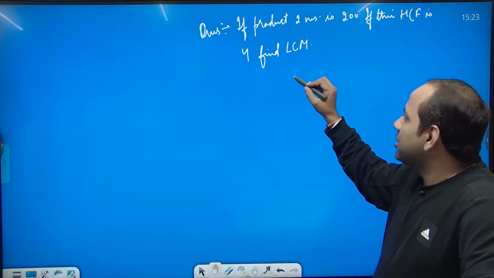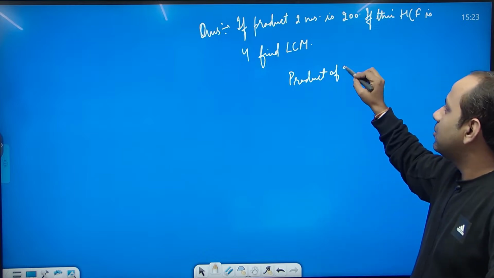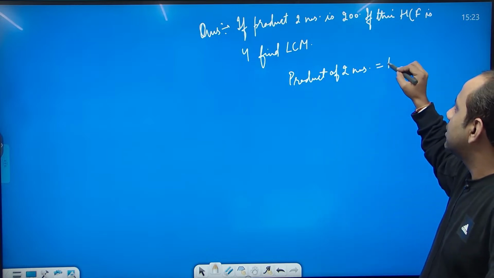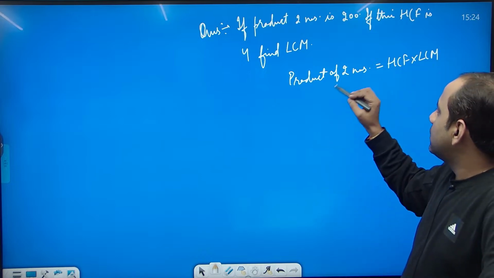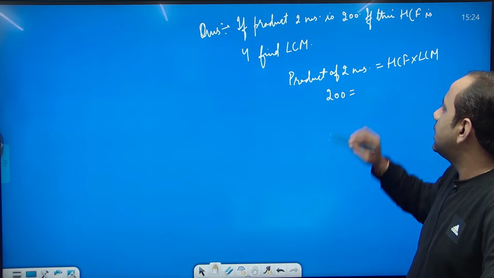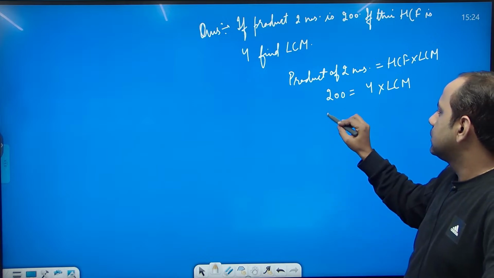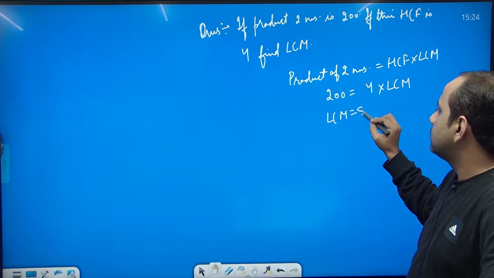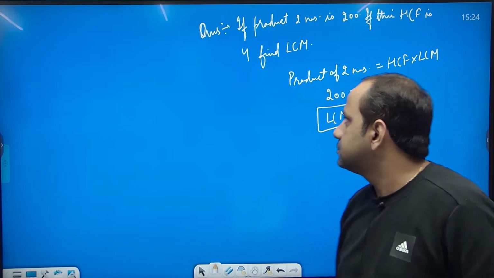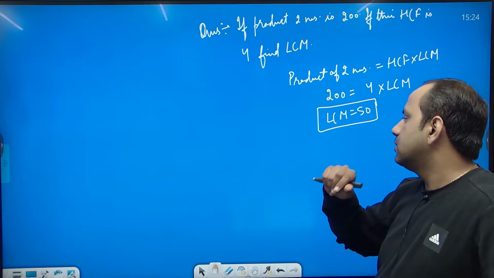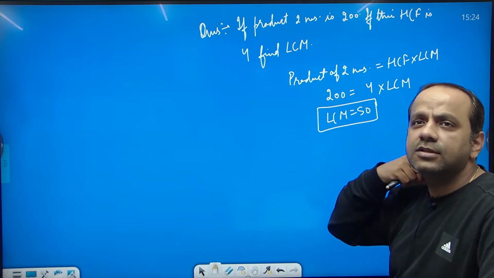So we know that product of two numbers is equal to product of HCF and LCM. So product of two numbers is given as 200 and their HCF is given as 4. So we need to calculate LCM. LCM will be 200 by 4, that is 50. And you can check whether LCM is greater than HCF or not. LCM is greater than HCF. So our answer should be, you all are getting 50? Yes or no, online students?